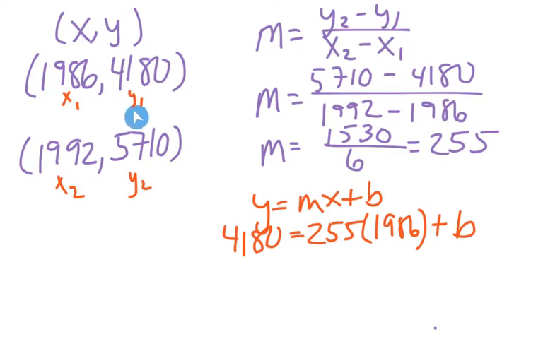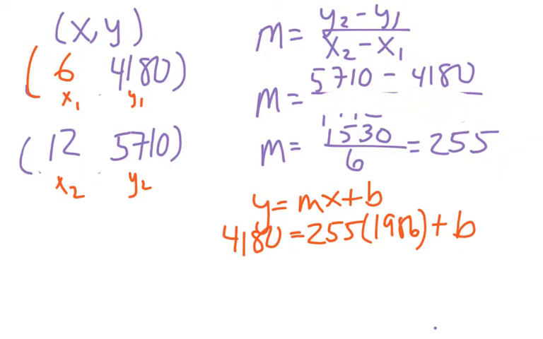So what they wanted you to do was to alter this x value and just reset it back to a smaller value. So instead of 1986, you would use a 6 there. And instead of 1992, you're rebooting to a 12. So when you come over here, you'd end up with 12 minus 6, which is still going to give you the 6. So it doesn't affect the slope at all. Right here is where it ends up being much, much, much nicer.